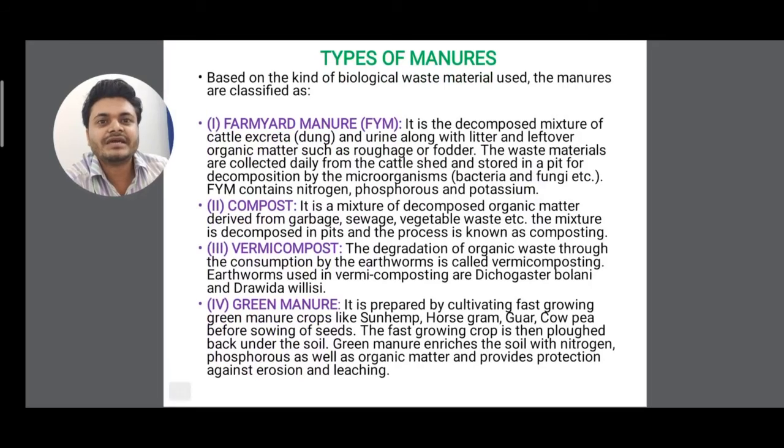So these are the different types of manure: farmyard manure, compost, vermicompost and green manure. You go through it. These are the definitions I have given. Like what is a compost? It is a mixture of decomposed organic matter derived from garbage, sewage, vegetable waste, clear. The mixture is decomposed in a pit and this is known as compost. Now what is vermicompost? The degradation of organic matter through consumption by earthworms is called vermicompost. Earthworm is used in vermicomposting, clear. You'll study the definitions. You'll write them down in a copy.